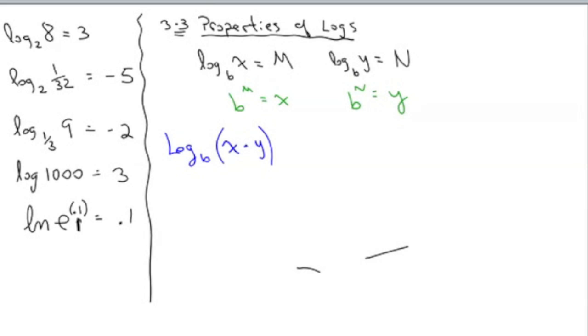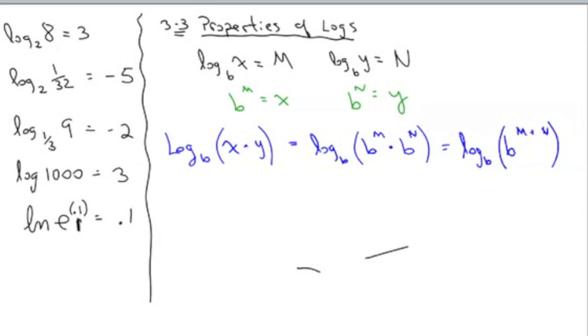Log base b of x times y would be, well, x is equal to b to the m, and y is equal to b to the n. Base times base, what do you do with the powers? You multiply them? No, you add them. So this is b to the m plus n. So it's a nice manipulation up to that point. You take log base b of x times y, it becomes log base b of b to the m times b to the n, and then the bases come together to give you b to the m plus n.